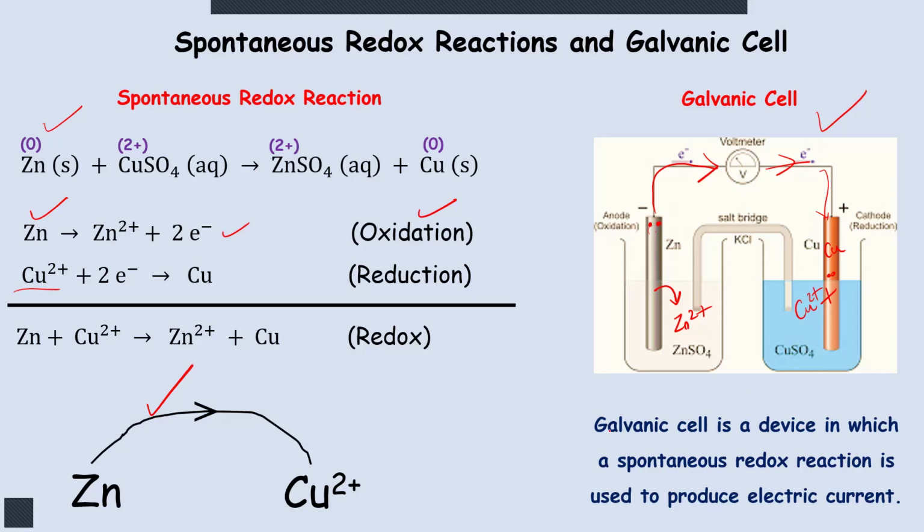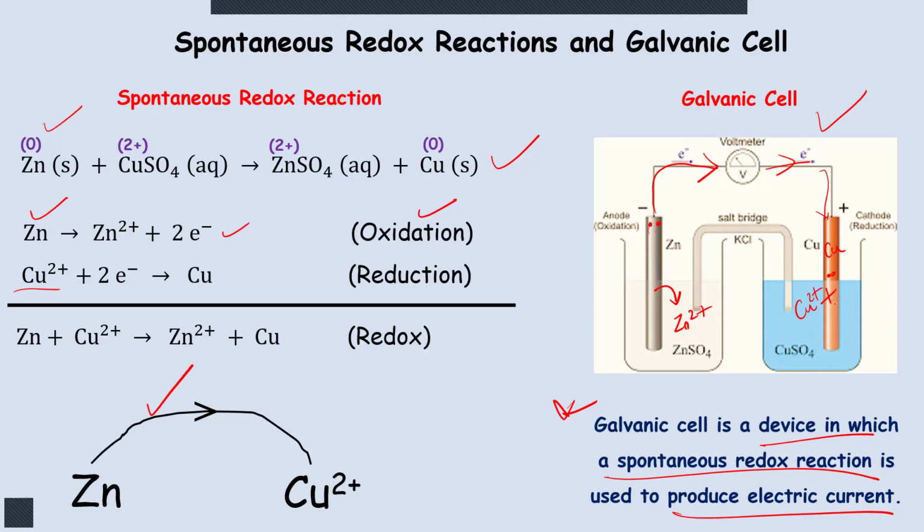Okay, so this is a galvanic cell. A galvanic cell is a device in which a spontaneous redox reaction, such as this one, is used to produce electric current. There are many other examples.